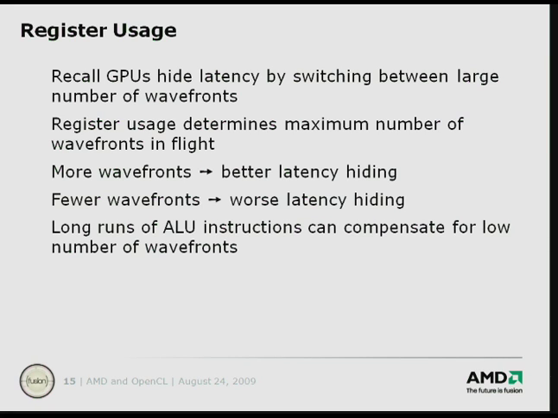Let's talk a little bit more about register usage. Recall that GPUs hide latency by switching between large numbers of wavefronts. Your register usage in your kernel defines the maximum number of wavefronts you're going to put in flight. The more wavefronts you have, the better the latency hiding. The fewer wavefronts you have, the worse the latency hiding. There's an interesting caveat, though: if you manage to have lots and lots of live registers, you probably have a tremendous amount of math that you're executing. It'll also be very difficult to get that many live registers, which means you probably have a lot of latency hiding already built into your kernel.